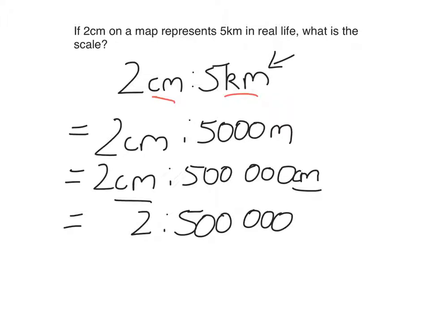Now, we won't do a lot of this, but very occasionally you will have to simplify a ratio. Now, remember, a ratio is just like a fraction. So 2 to 500,000 can be simplified. You do that by dividing each number by the highest common factor.